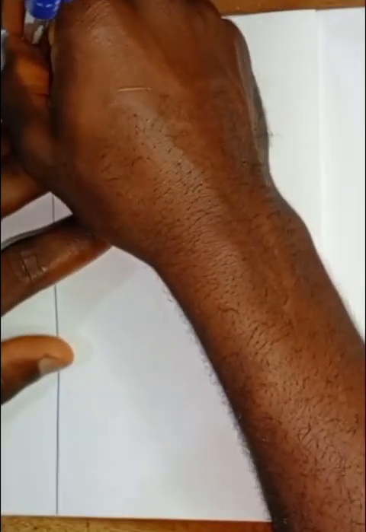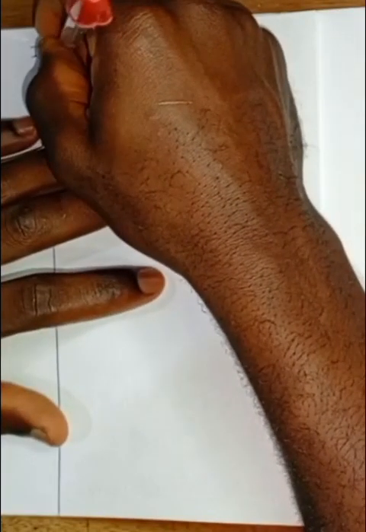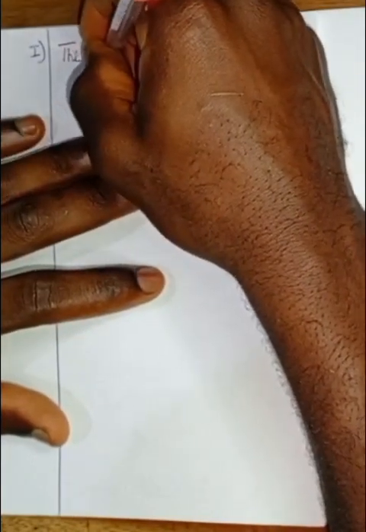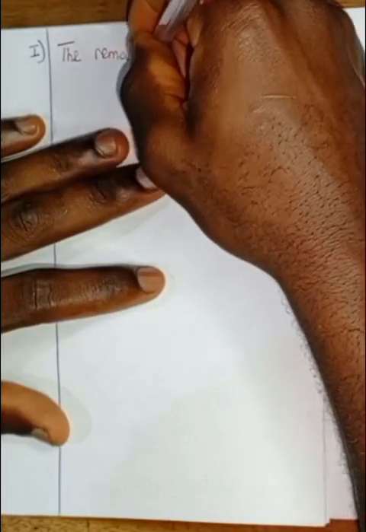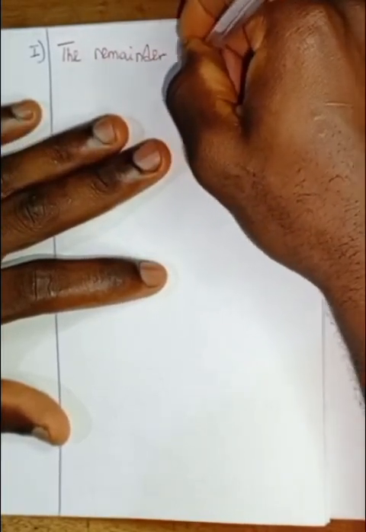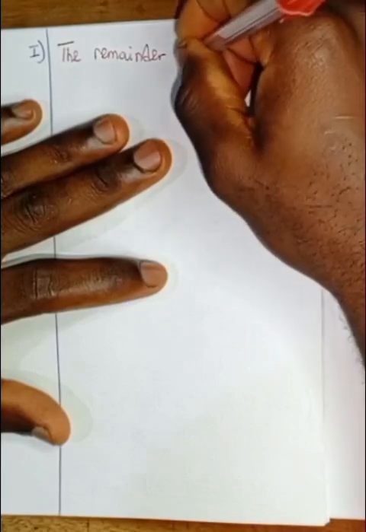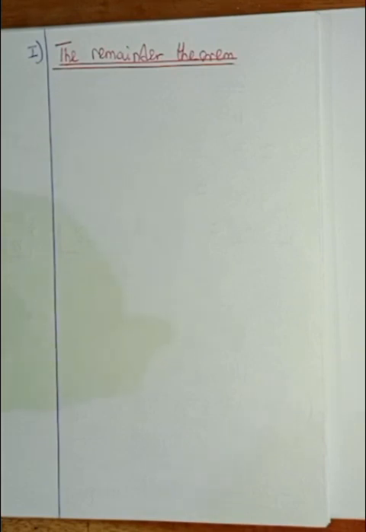We are going to treat the remainder and the factor theorem. We take the first one, the remainder theorem. You will discover that when we treated division of polynomials, we saw that when we divide two polynomials, we obtain a remainder and the quotient.